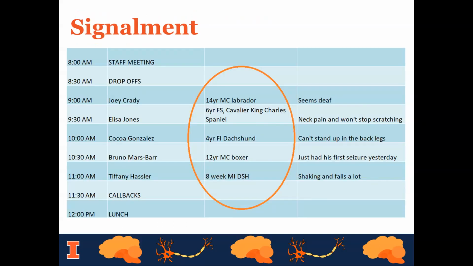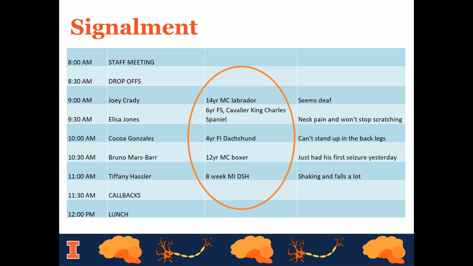When we're looking at signalment, if you're a very good doctor, you should be looking at your schedule ahead of time to be able to start preparing your mind for what you might see in those cases when they come in. Your schedule's going to be very busy. Usually you won't have much time allowed for each appointment, so it's good to be prepared.